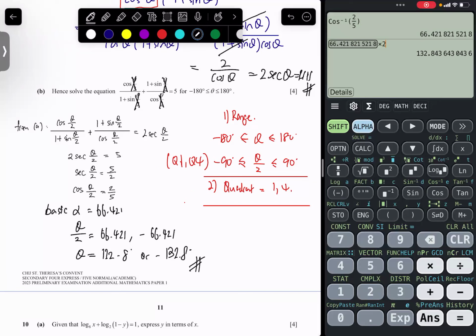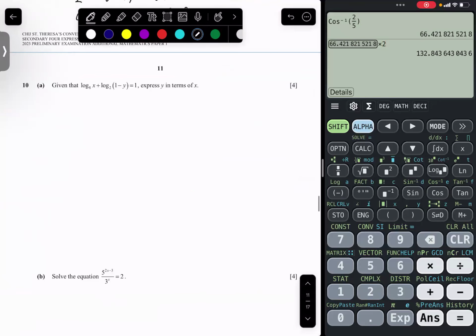Okay, next question. Question 10. Given that log base 8 of x plus log base 2 of (1 minus y) equals 1, express y in terms of x. So logarithms usually just have two ideas: either the bases are different or the bases are the same. If the bases are both numbered bases, we'll just do cancellation. If the base is x versus non-x, then that would be substitution. Usually that's the two logic.